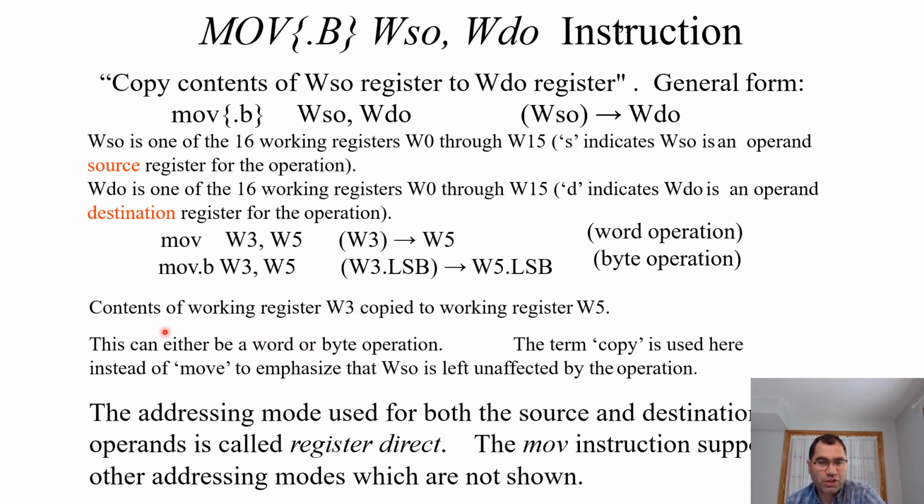Again, just to reiterate, it means the content of working register W3 is copied to working register W5. I explained the word and byte operation, and we are going to do examples, which hopefully will help you understand better. The addressing mode used for both the source and destination operands is called register direct. The move instruction supports other addressing modes, which we will discuss later.